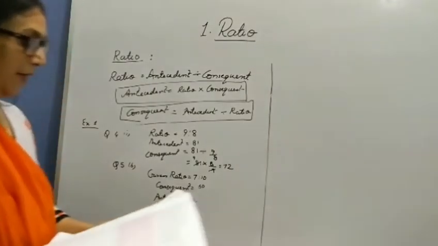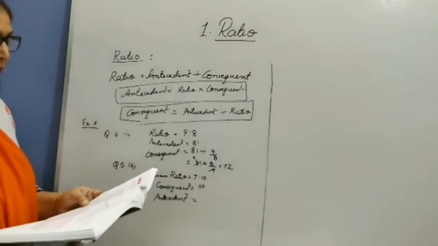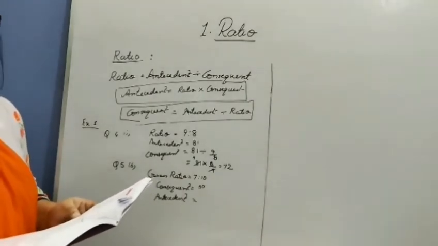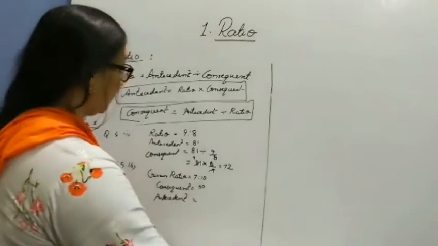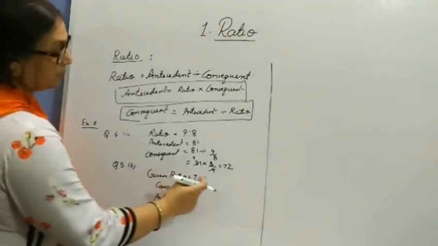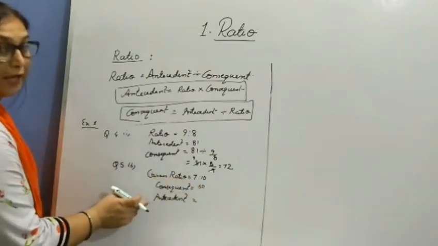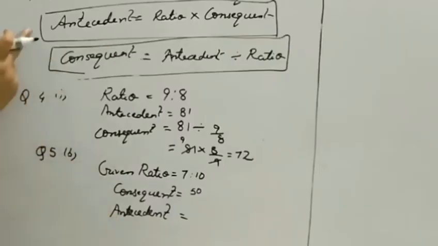Moving on to question 5, B part. For the ratio 7:10, find the antecedent if the consequent is 50. So let's do this sum. Given ratio 7:10, provided consequent is 50. Now to calculate the antecedent, which step will you follow?